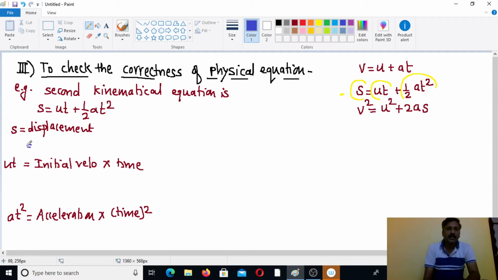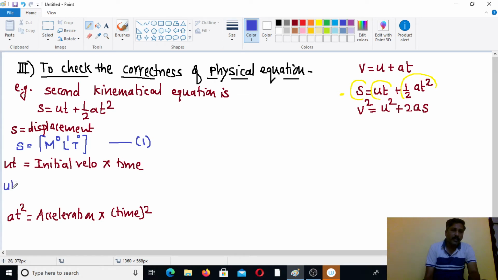Here we are measuring the dimensions of displacement. SI unit is a meter. Therefore M raised to 0, that is, mass raised to 0, there is only length raised to 1 and T raised to 0. These are the dimensions of displacement. I will say that is my equation number 1.